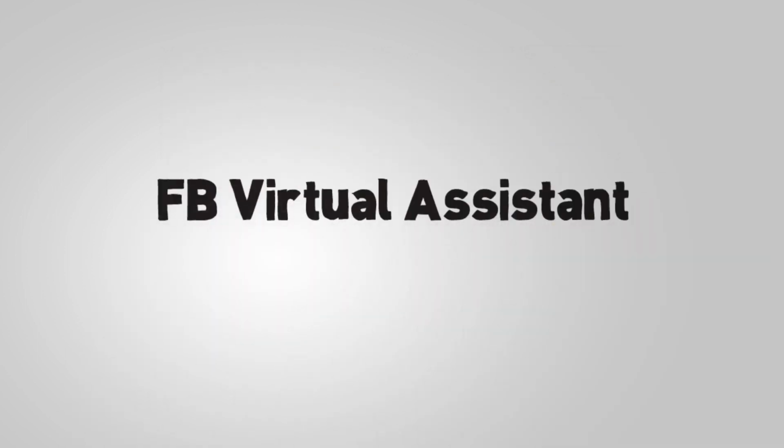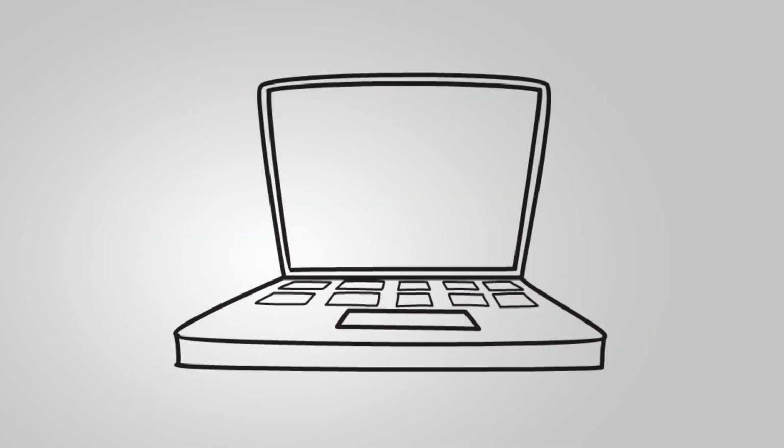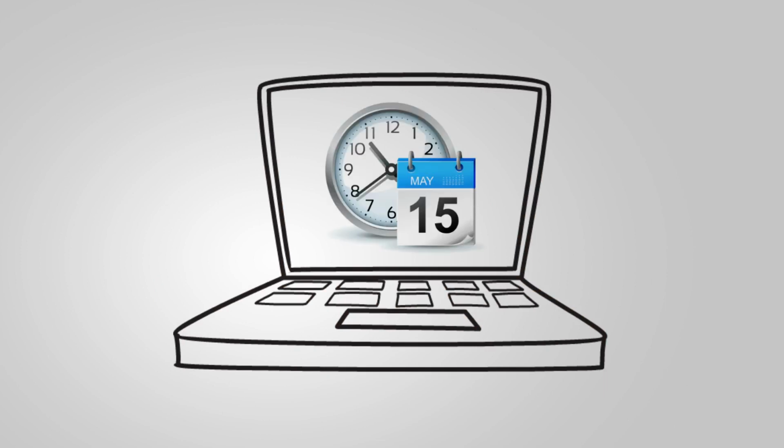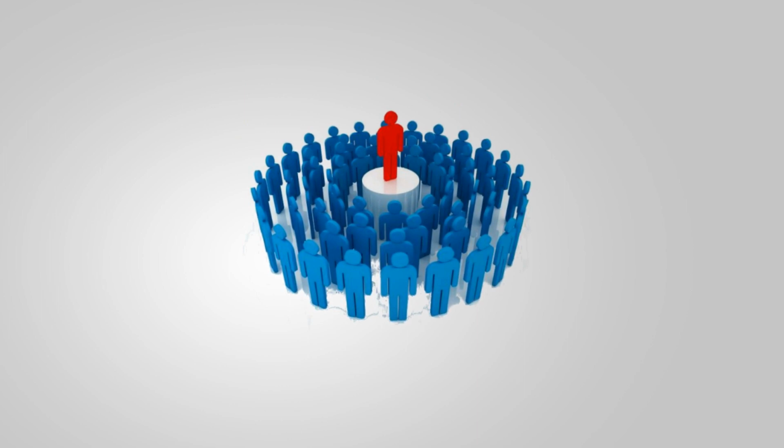Then one day, Bob found the FB Virtual Assistant, and all his problems were solved. With the FB Virtual Assistant, Bob posts to hundreds of Facebook groups every day on complete autopilot. Once he clicks the post button, Bob kicks up his feet and the FB Virtual Assistant does all the work for him. It posts to all his groups on the schedule he creates. And with the built-in syntax generator, each post is unique, making the FB Virtual Assistant look as human as possible. Facebook never even knows it's running.